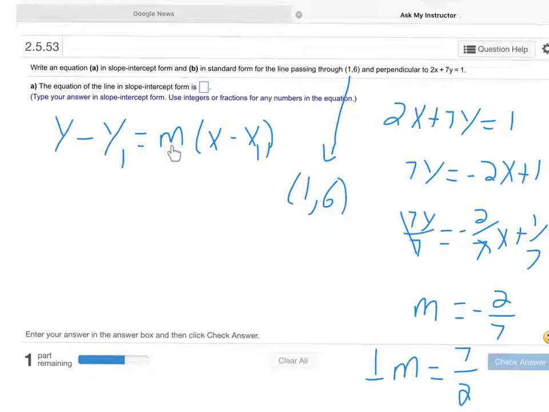So again, you'd put positive 7/2 here, 1 here, and 6 here. That would be the equation they want. And then you just need to get slope-intercept form, which means solve it for y. I'll let you complete the problem.